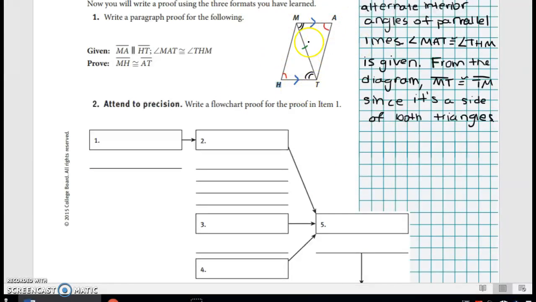Now, since I've labeled my image, I can see that these 2 triangles are going to be congruent because of angle, angle, side. So I can write that in my paragraph. Therefore, triangle MAT is congruent to triangle THM by angle, angle, side congruence.